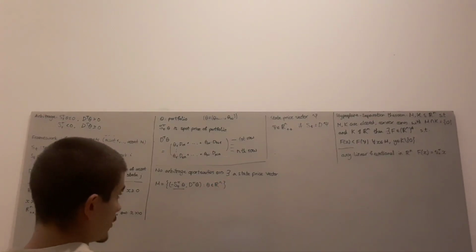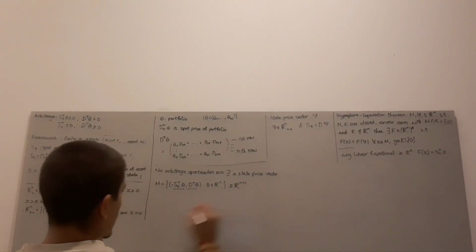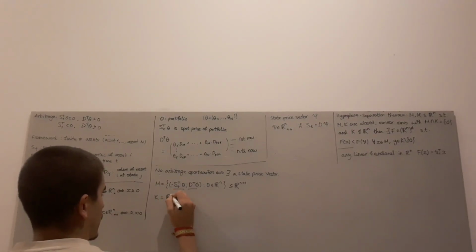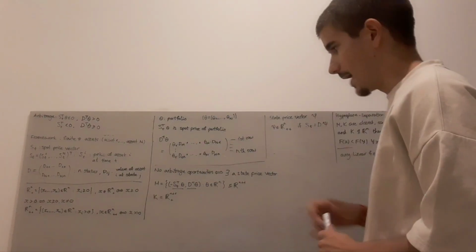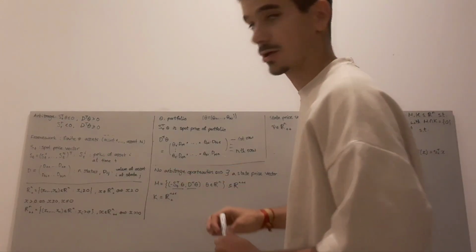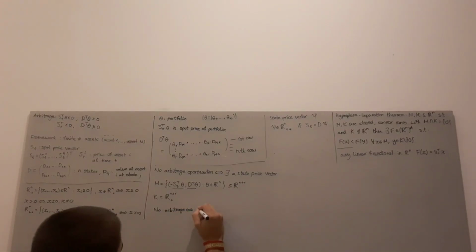Now this is just going to be a scalar value, and this is going to be an n-dimensional vector, so this is a subspace of R^(n+1). And then we're going to take K to be R^(n+1)_+, the vectors in R^(n+1) with non-negative entries. Now I mentioned before that this wasn't very useful, so we're going to use an equivalent characterization, which we're going to claim here: no arbitrage if and only if M intersects K equals 0.